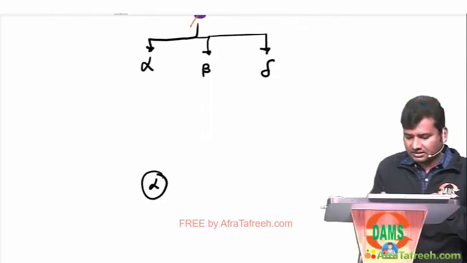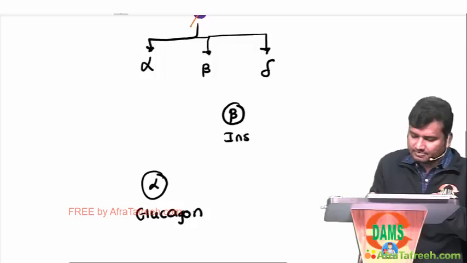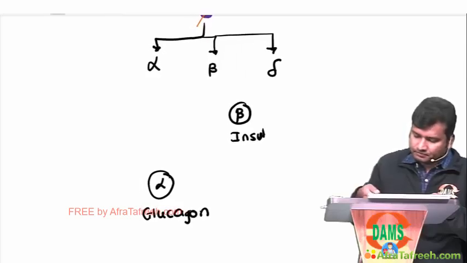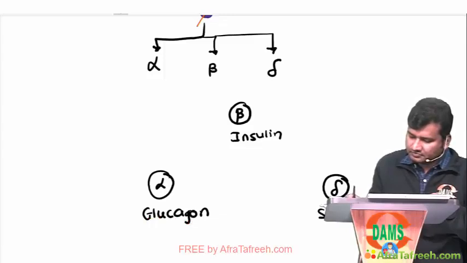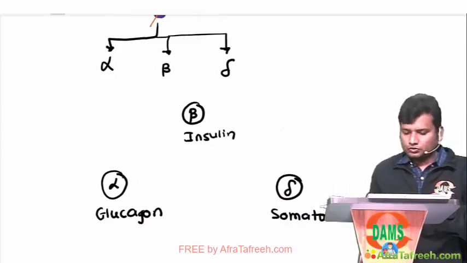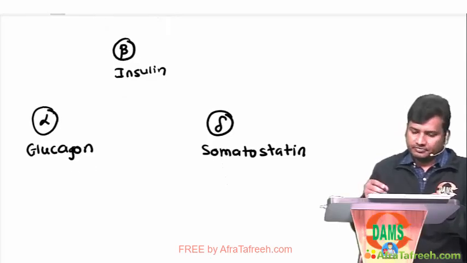Alpha cell secretes glucagon. Beta cell secretes insulin. And delta cell secretes somatostatin. Now you should know the relation of alpha, beta and delta.